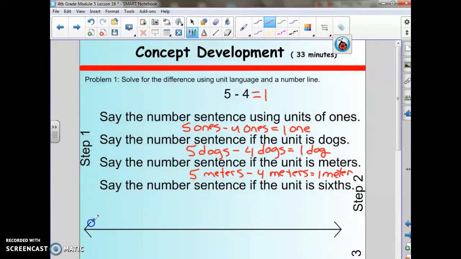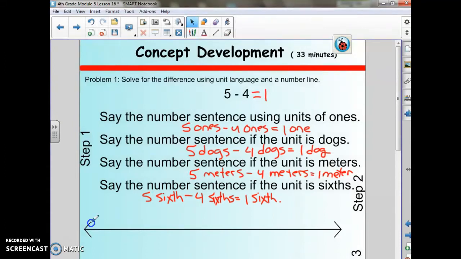If we have 5 sixths and we minus 4 sixths, we get 1 sixth. But we can write this as a fraction. So we can write 5 sixths minus 4 sixths equals 1 sixth. Okay?